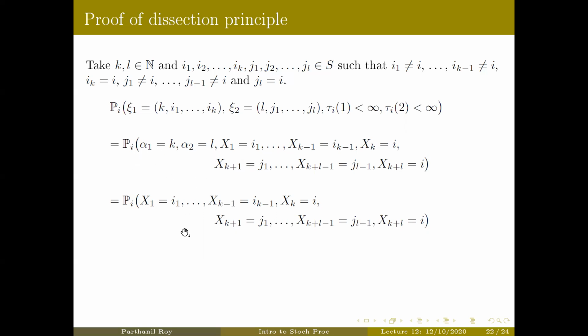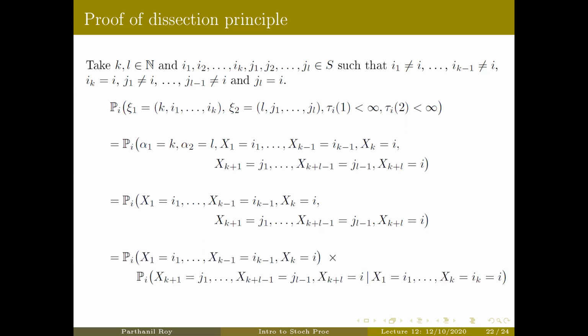Okay. Now, once you see this, this is where we'll use the product rule. This is a joint probability. We will write it as the probability of this times the probability of the second part conditioned on the first part. So the probability of this and this is equal to the probability of this times the probability of the second one given the first one. Okay.